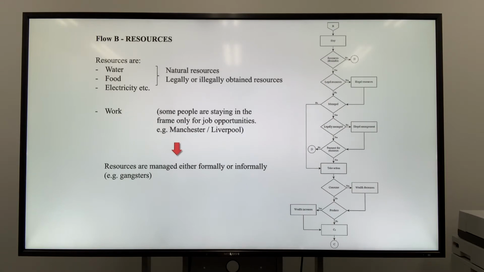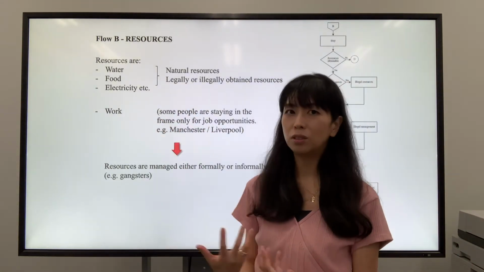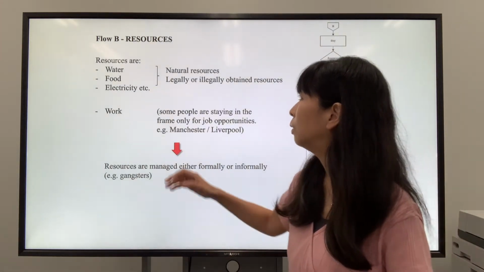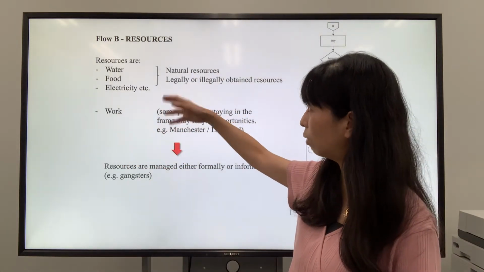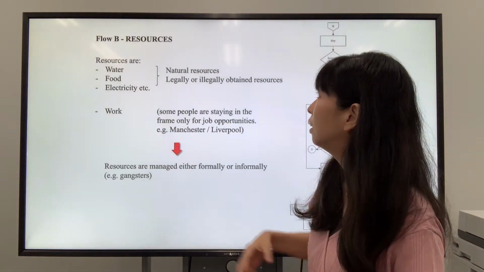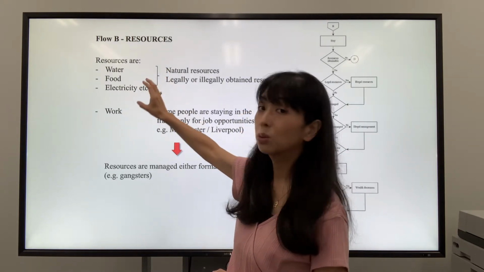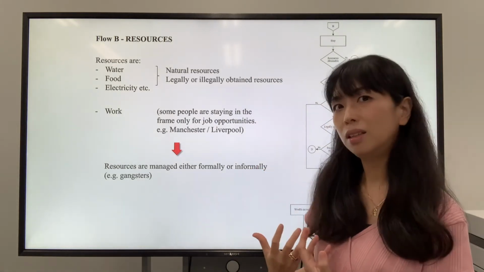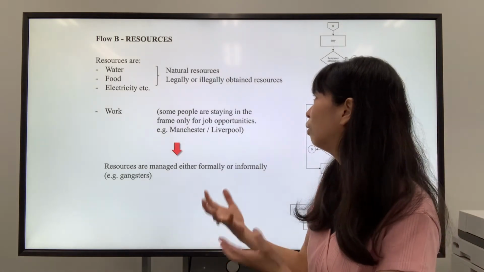This is a very important component inside the flowchart. So resources can be something like water, food, electricity that you need as a basis for living. But resources can also mean work. So all of these things, I call resource. And in terms of water, food, electricity, life resources, it could be something that is obtainable naturally. So it's a natural resource that you can obtain naturally, and legally or illegally.